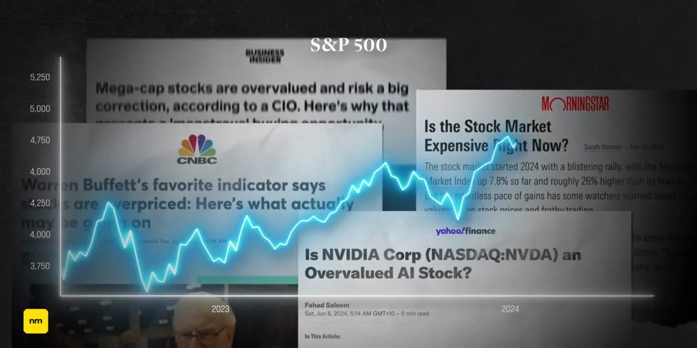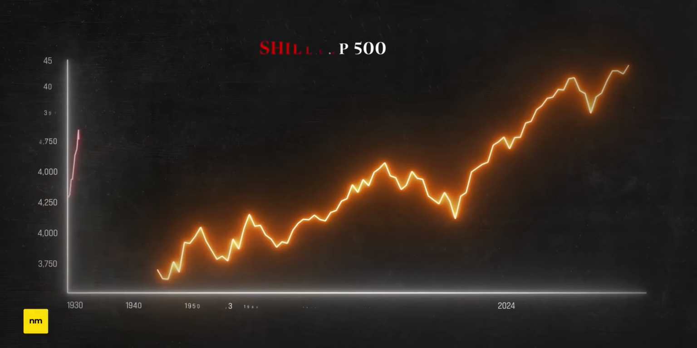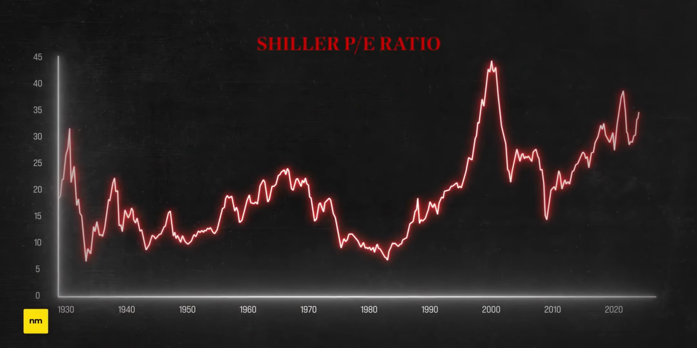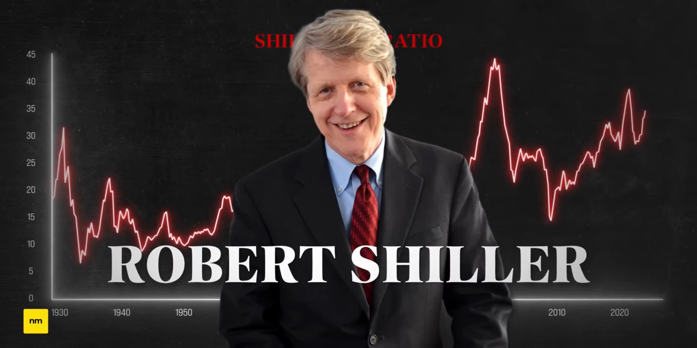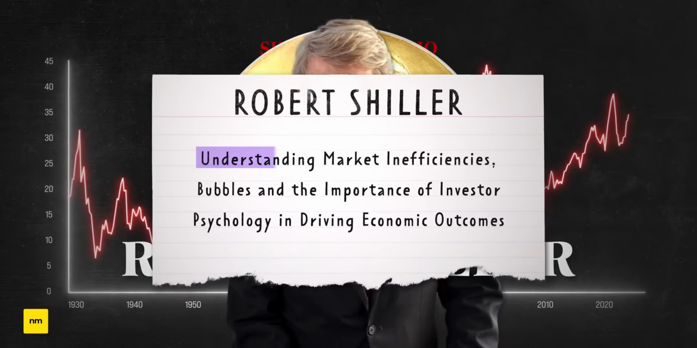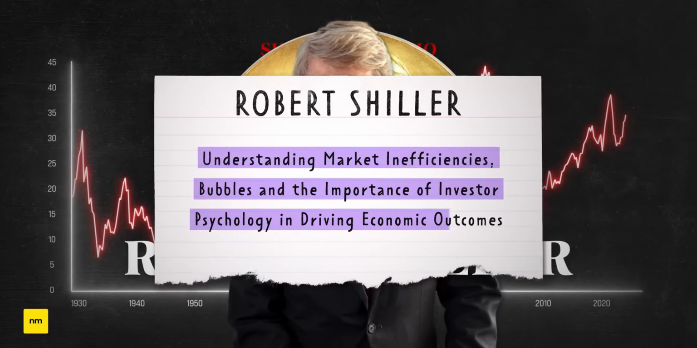It's no secret that the stock market is currently overvalued, but what should we as investors do about it? Have a look at this chart, which is tracking a metric called the Shiller PE. This metric was created by the American economist Robert Shiller, who subsequently was awarded a Nobel Prize for his work on understanding market inefficiencies, bubbles, and the importance of investor psychology in driving economic outcomes.